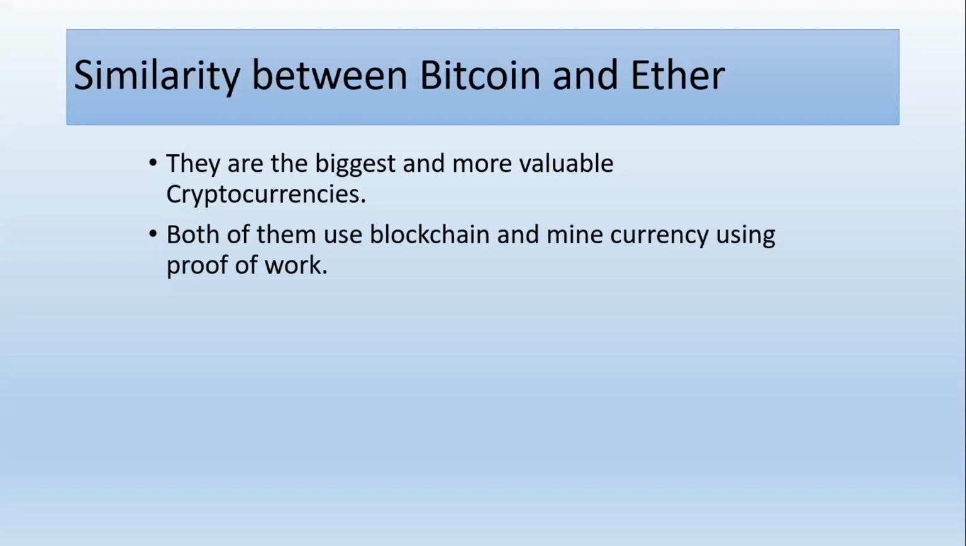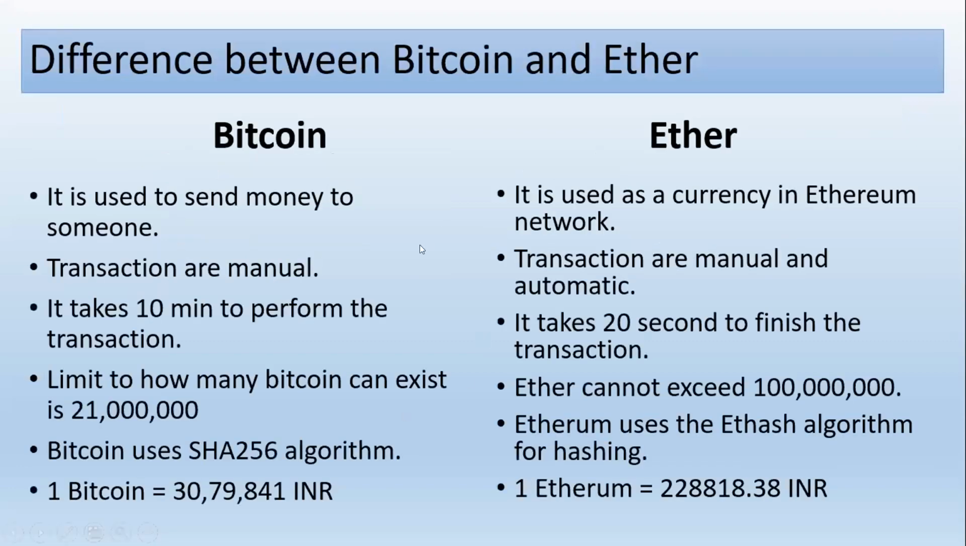Similarity between Bitcoin and Ether is they are the biggest and most valuable cryptocurrencies. Both of them use blockchain and mining currency using proof of work, which we have already discussed. So difference between Bitcoin and Ether is Bitcoin is used to send money to someone, whereas Ether is used as a currency in the Ethereum network.